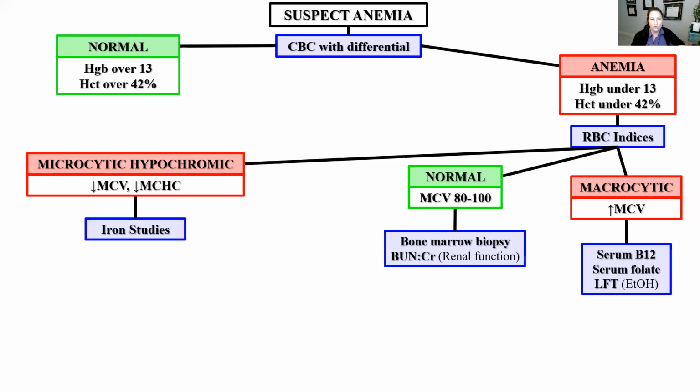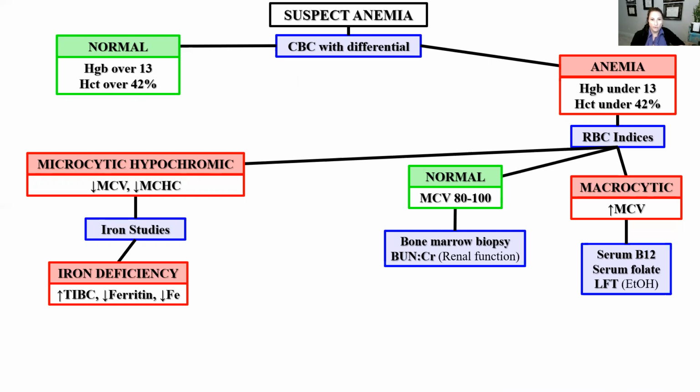The first test we're going to order is iron studies because that's by far the most common anemia that's microcytic hypochromic. In iron deficiency anemia, like we talked about, the TIBC, remember the seats on the bus, will be elevated. Our serum ferritin and our serum iron will both be low.